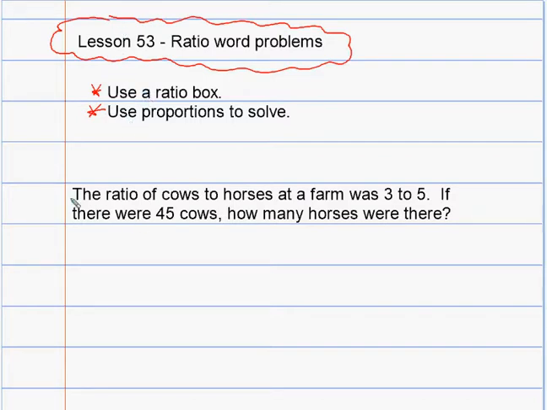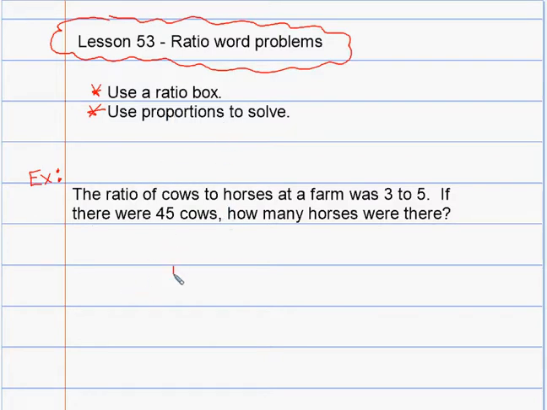So let's go through an example. This is just an example, and we'll work through using a ratio box and using proportions to solve. So the scenario here is that the ratio of cows to horses at a farm was 3 to 5. If there were 45 cows, how many horses were there? Okay, so first thing we're going to do is use a ratio box.